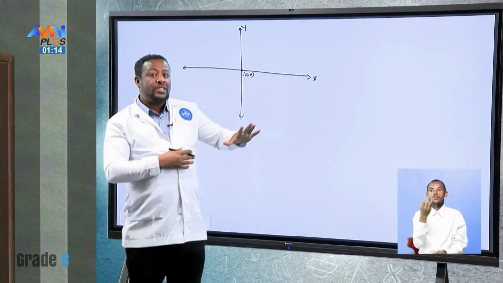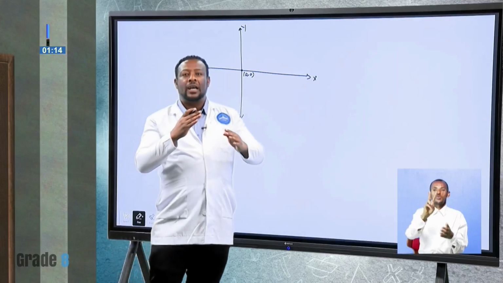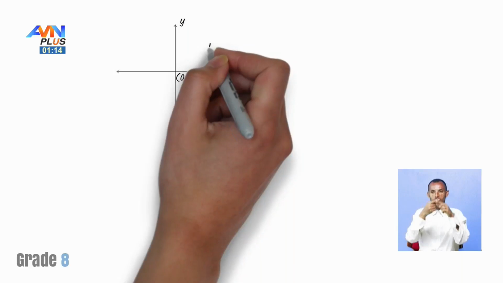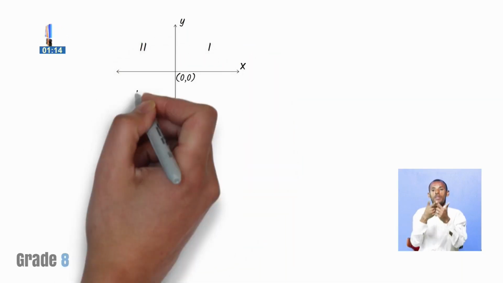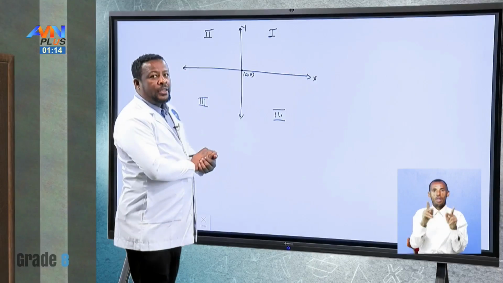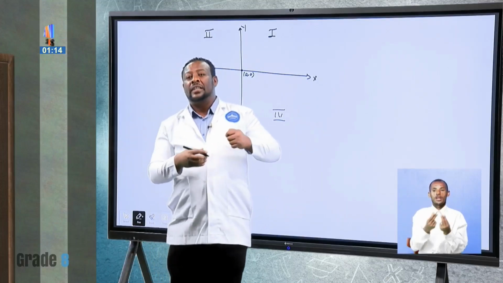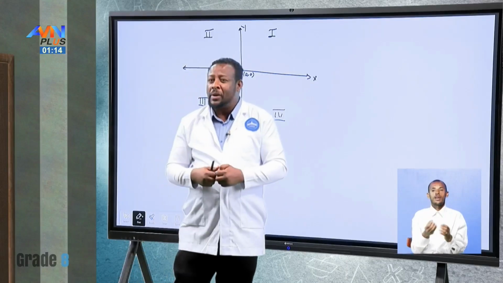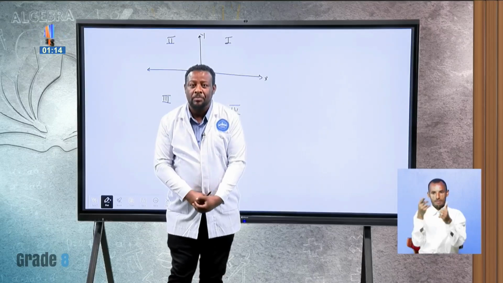So as you can see here, these 2 axes form 4 different regions, okay? This is called the first quadrant. This is the second quadrant. This is the third. And this is the fourth quadrant, all right? So having these quadrants, we have also seen the nature of the points in each quadrant, okay? Do you remember the nature of the ordered pairs in the first quadrant?